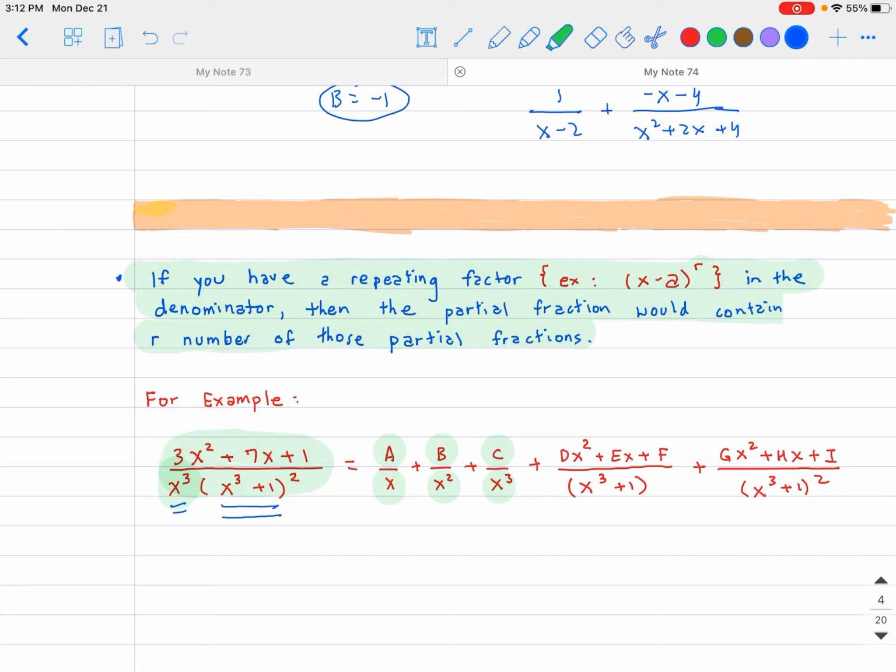Whereas for the second part, because we have x cubed plus 1 quantity squared, that means that we have x cubed plus 1 as one of the factors, and then x cubed plus 1 squared as another factor. And in the numerator, respectively, we have dx squared plus ex plus f, because in the denominator you have something that is cubic. And for the second part, same thing: we have gx squared plus hx plus i, because that denominator is also cubic. Fortunately, we're not going to be solving for all of these coefficients because that's just going to be tedious work. But that's just to give you an idea as to what happens when you have a partial fraction that is repeating.